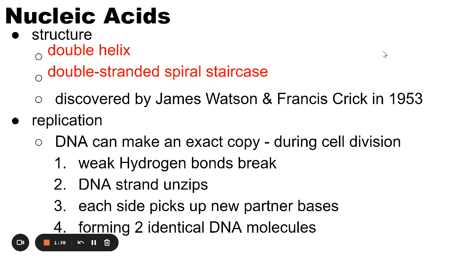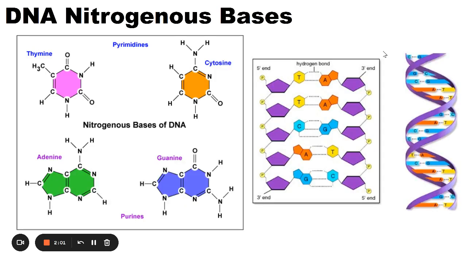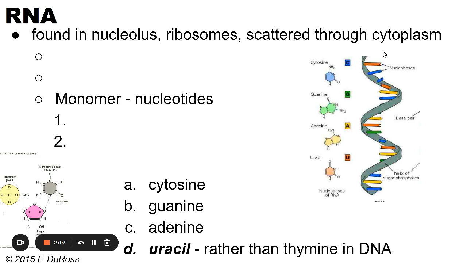Because those bases are complementary, when it split and new ones were filled in, you had two exact copies. They had the same order of bases as the one you originally started with. So that's how DNA replicates. It splits, and new bases fill in on each side, and you're left with two identical DNA molecules. So we're going to move on.